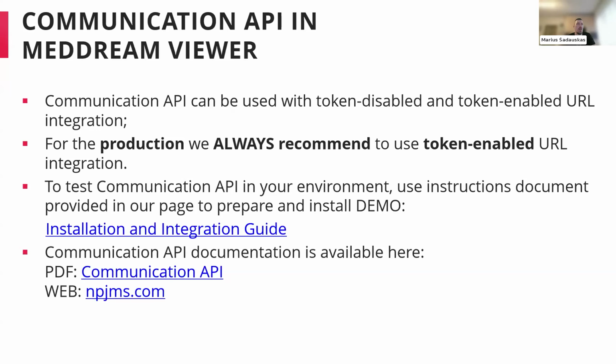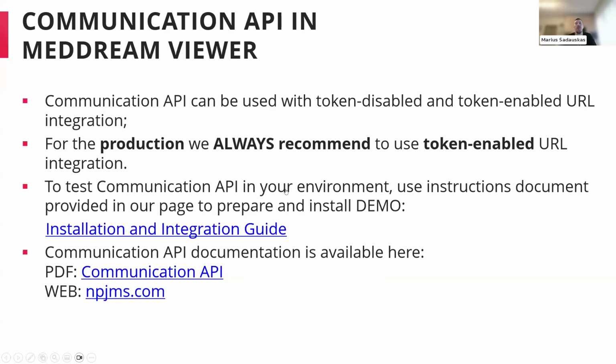So for the production environments, we always recommend using the token enabled URL integration. So you would have a secure way of integration. For this demo, as I'm running on a local environment and just a standard, anonymized study, I will use the token disabled URL integration. And we also have, on this slide, some additional links, which will be available for you after this webinar when you receive the slides.